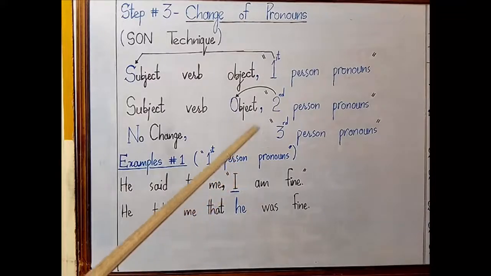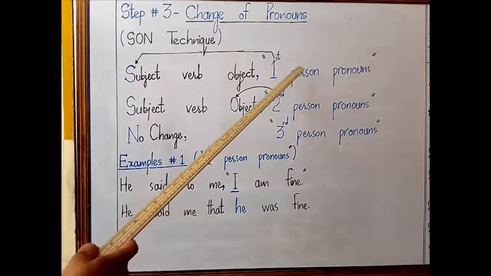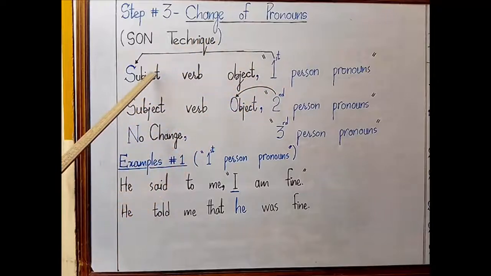So what we see here, for first person pronoun, we change the first person pronoun from the subject of the reporting speech. So here, this is the first person pronoun and this is the subject of the reporting speech. So we change I to he, and in the indirect sentence, this he comes here. He told me that he was fine. So the first person pronoun is changed from the subject of the reporting speech.